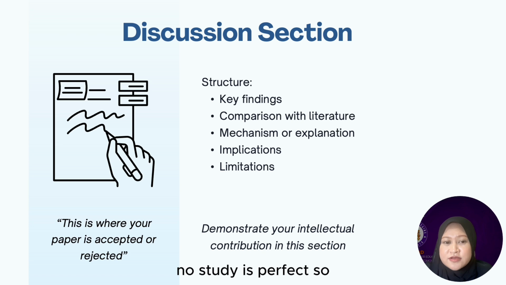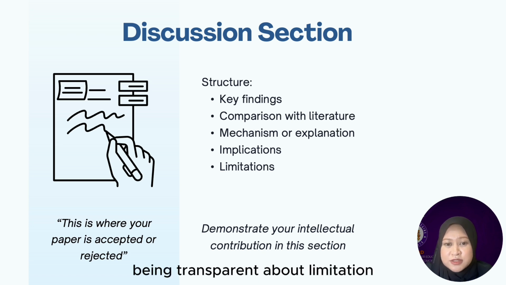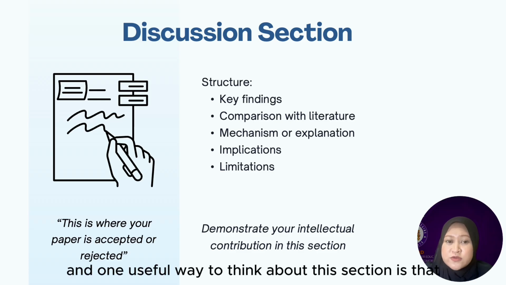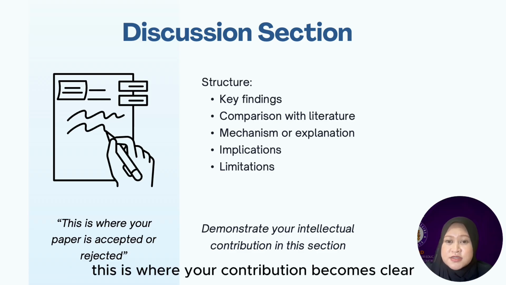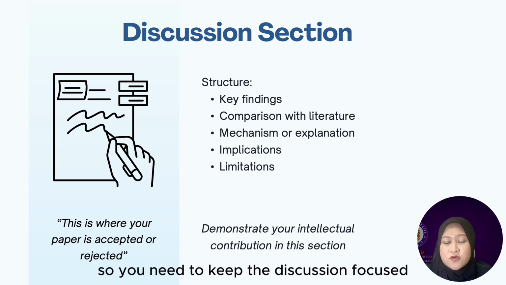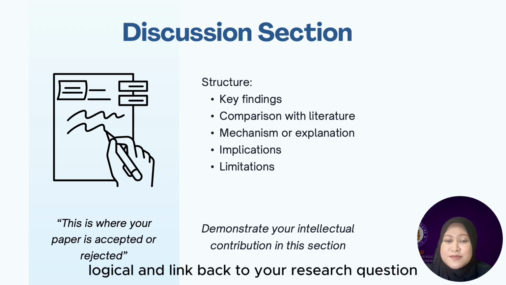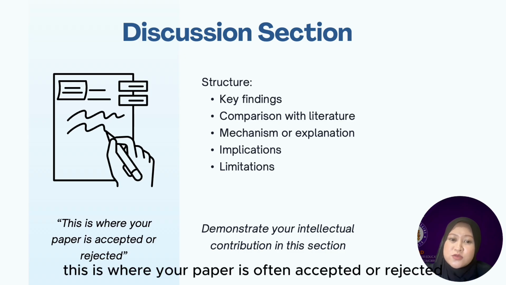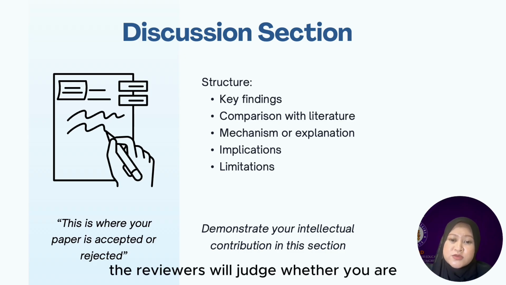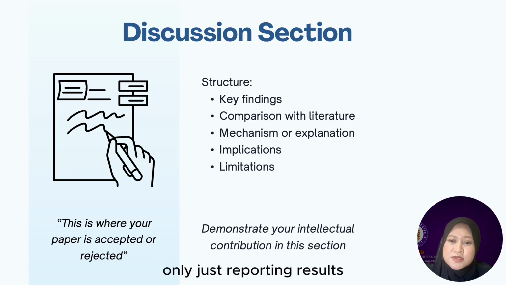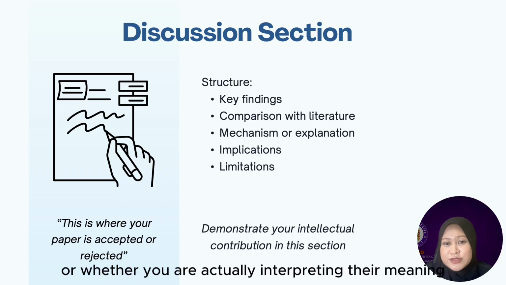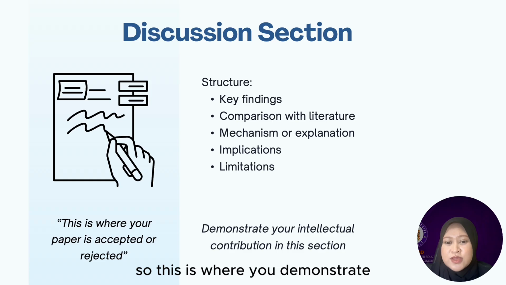No study is perfect, so being transparent about limitations will actually strengthen your paper. And one useful way to think about this section is that this is where your contribution becomes clear. So you need to keep the discussion focused, logical, and linked back to your research question. This is where your paper is often accepted or rejected. The reviewers will judge whether you are just reporting results or whether you are actually interpreting their meaning. So this is where you demonstrate your intellectual contribution.